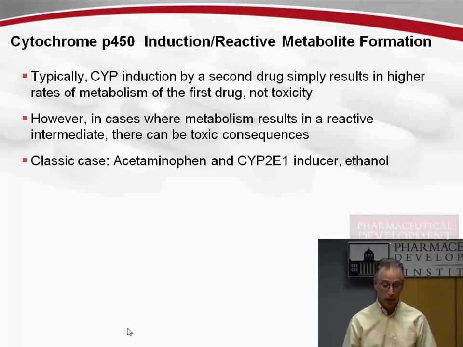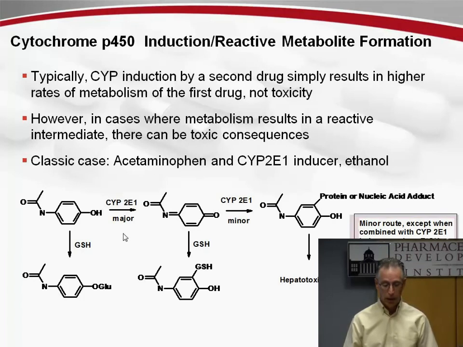This is the metabolic pathway for acetaminophen. The standard route takes acetaminophen through this reactive intermediate, which is then trapped with glutathione. However, in the presence of ethanol and induction of CYP2E1, we overwhelm the glutathione, leading to protein and nucleic acid adducts, which in turn can lead to hepatotoxicity. And this, unfortunately, happens in cases where you have compromised liver function, such as in alcoholics. Liver failure is not an uncommon result of Tylenol and alcohol combinations.